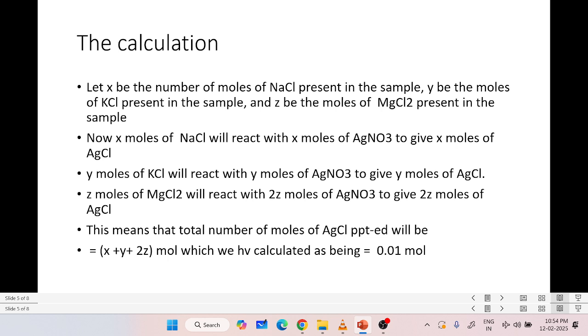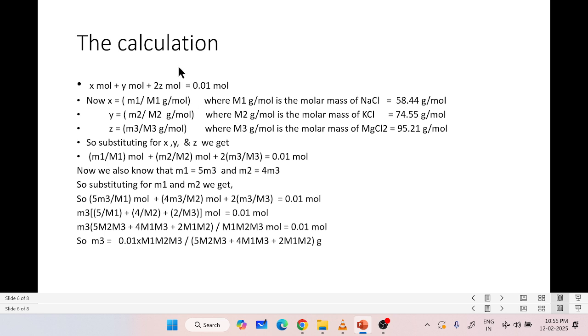We know that X moles of NaCl will react with X moles of AgNO3 and give you X moles of AgCl. Similarly, Y moles of KCl will give you Y moles of AgCl. But Z moles of MgCl2 will actually give you 2Z moles of AgCl, right? Because that's the stoichiometry. So this means that the total number of moles of AgCl precipitated in terms of X, Y, and Z will be X plus Y plus 2Z. And this we have calculated as being 0.01 mole, okay? So X plus Y plus 2Z is equal to 0.01 mole.